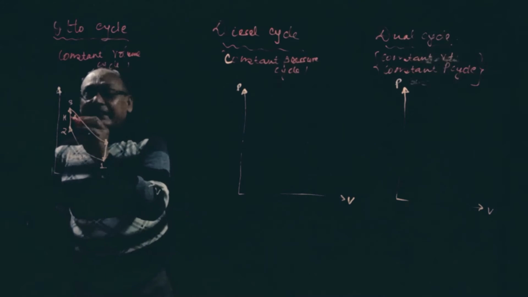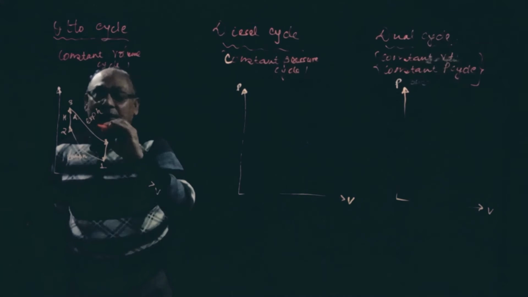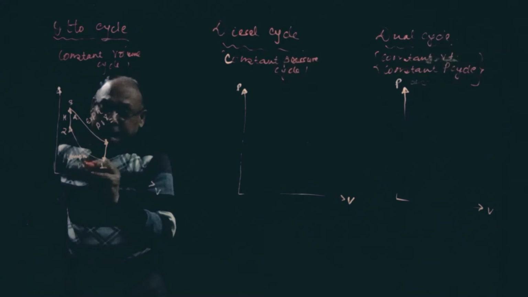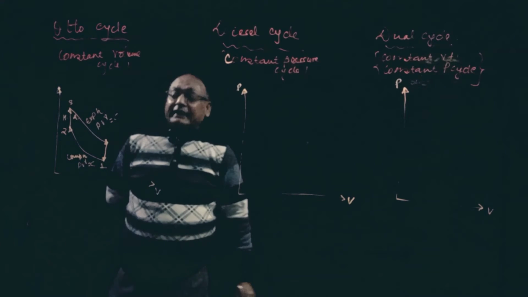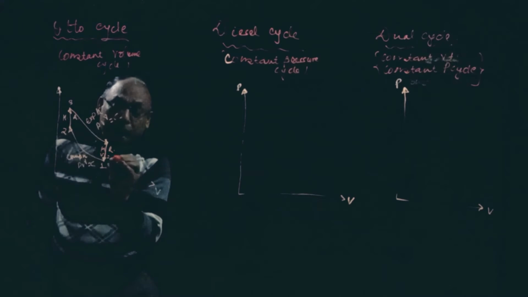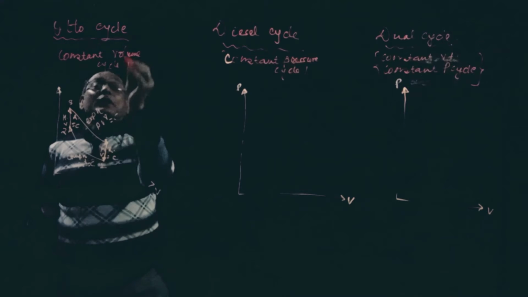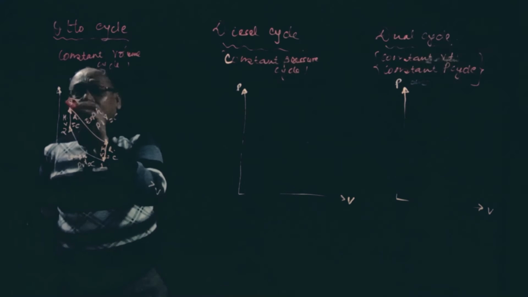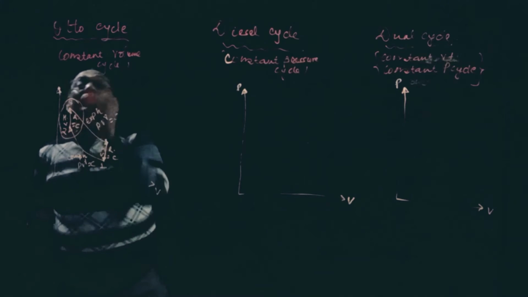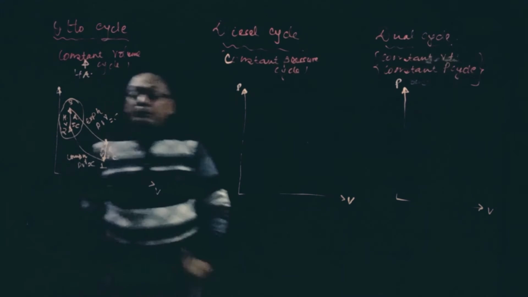Compression, heat addition, this is expansion, and this is PV to the power gamma is equal to C. This is PV to the power gamma, adiabatic. Reversible adiabatic is isentropic. And this is heat rejection process. Okay, that is at constant volume. See, why is this cycle known as constant volume? Because of this. Heat addition takes place at constant volume.